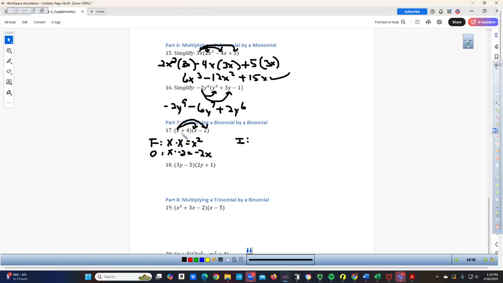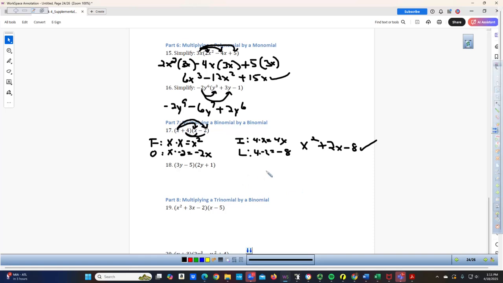My most inside terms is positive 4 times x, which is 4x. And then L just means last, right? So that's positive 4 times negative 2, which will give us a negative 8. And so now you just have to combine like terms. So we get x squared, and then I have a negative 2x plus a positive 4x. So that's just going to be plus 2x minus 8. And we would be done.